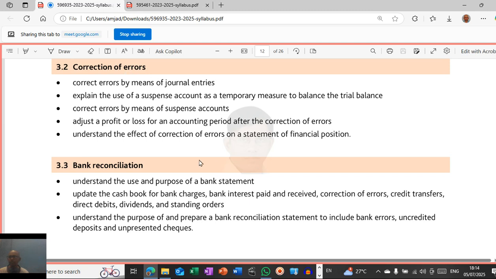Then bank reconciliation. Understand the use and purpose of a bank statement. Update the cash book for bank charges, bank interest paid and received, correction of errors, credit transfers, direct debits, dividends and standing orders. Understand the purpose and prepare a bank reconciliation statement to include bank errors, uncredited deposits and unpresented cheques. So this is all we will be learning in the bank reconciliation lesson.